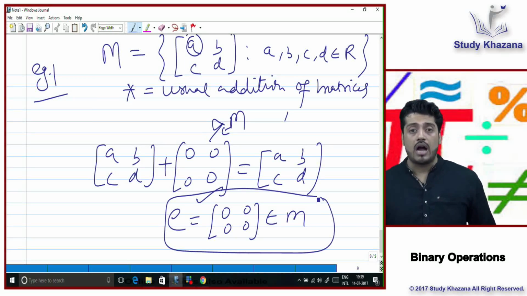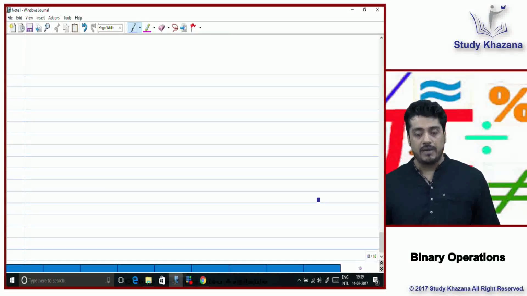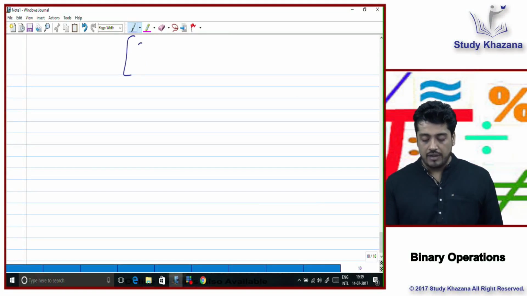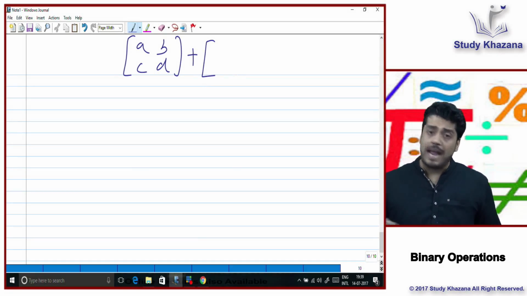Now I want to comment on invertible element. So what is my condition for invertible element? For invertible element I must have that for any [a, b; c, d], अब इनवर्स जो होता है आप जानते हैं वो उसी सेट में बिलोंग करता है, तो जो इनवर्स होगा वो भी M में बिलोंग करेगा.